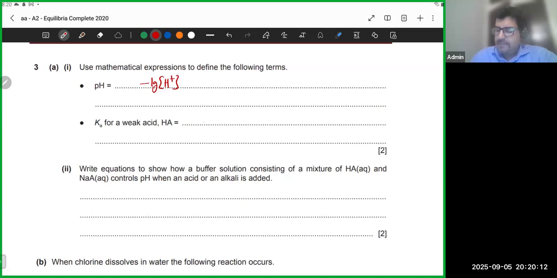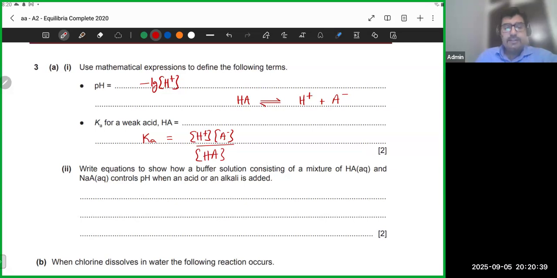And Ka for a weak acid like HA, what was its equation? The weak acid dissociates and produces H+ and A-, right? So your Ka expression would be the H+ concentration times the A- concentration divided by the HA concentration, right?